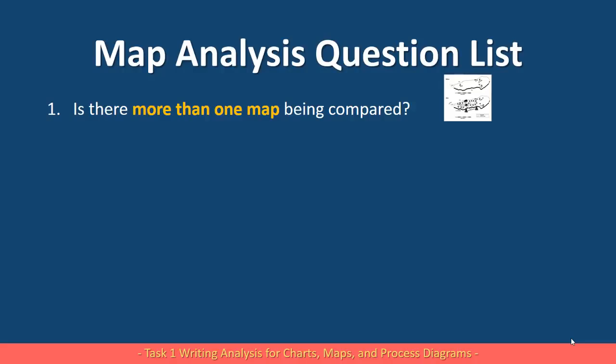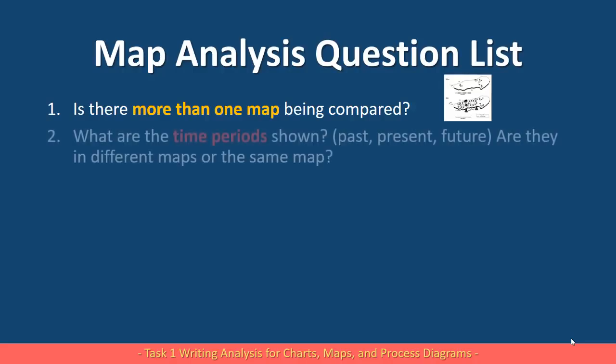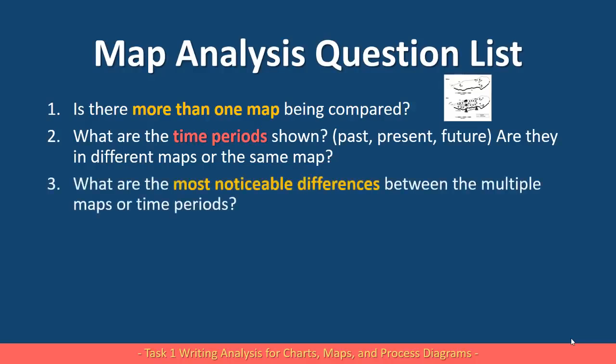Usually the answer is yes, but it's important to notice. Right? What are the time periods shown? Past, present, future? Like we talked about before, the time periods can change the language that you use. And are they in different maps, or are they in the same map, the different time periods? Number 3, what are the most noticeable differences between the multiple maps or time periods? What are the biggest differences?